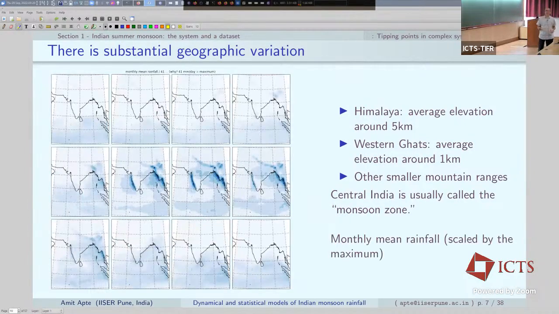But this is not just a system sitting on land. It's a spatially extended system over the oceans as well. And this is one way to see it. So this is January, February, March, so on and so forth. So June, July, August, September, rainfall over a region that includes the Indian subcontinent, but also includes the Indian Ocean.